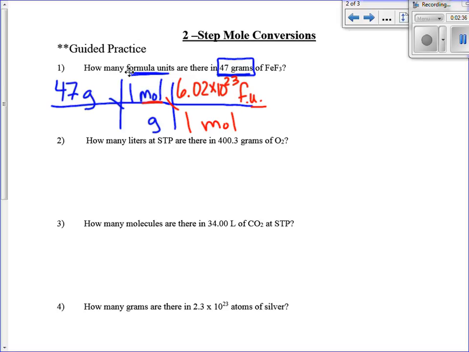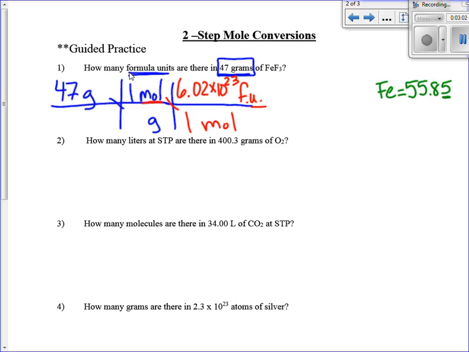FeF3. That's iron 3 fluoride. So let's go over here and calculate that. What is the mass of iron? Put that up on the table. It's going to be what? 55.85. Remember, round to the hundredths, which is 2 place values to the right. This is your hundredths place value. There's only 1 of those, 1 iron.